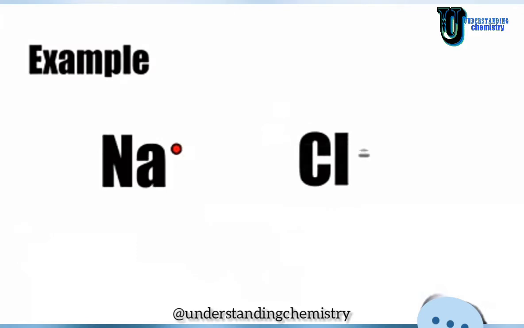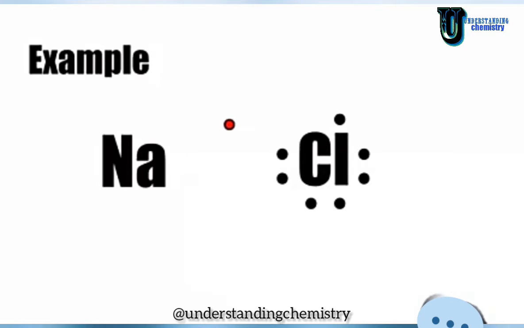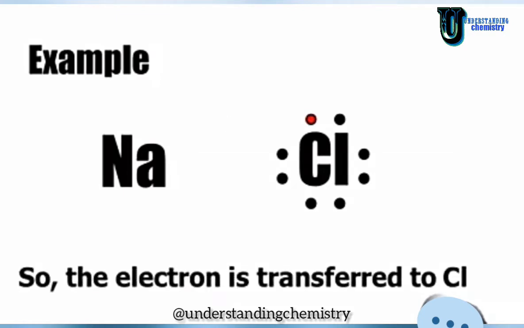Example, there's sodium and chlorine, and you'll notice here that sodium wants to lose and chlorine wants to gain. That's perfect. So sodium is going to give up its electron, and so the electron is transferred to chlorine, and when that happens we create two ions. As soon as the sodium gave up its electron, it got a positive charge, and chlorine accepted that transfer, and chlorine got a negative charge.